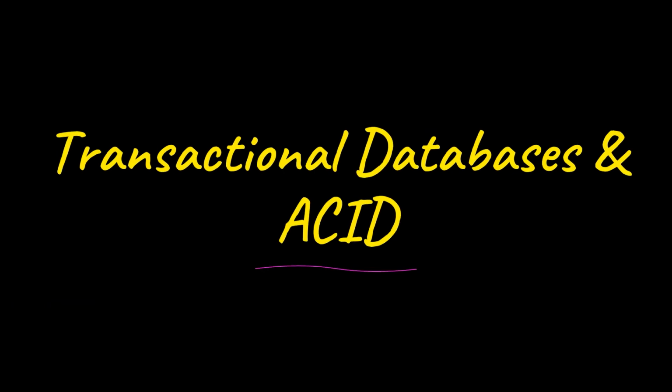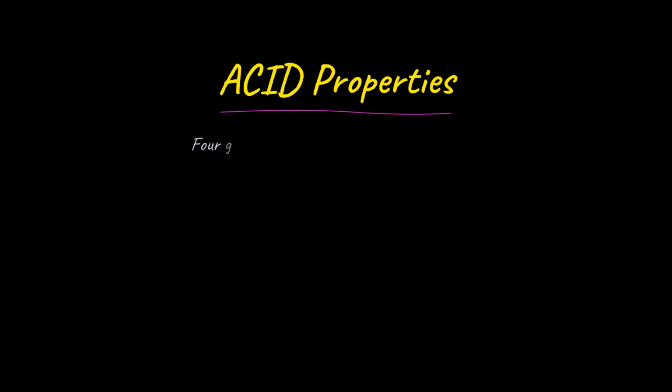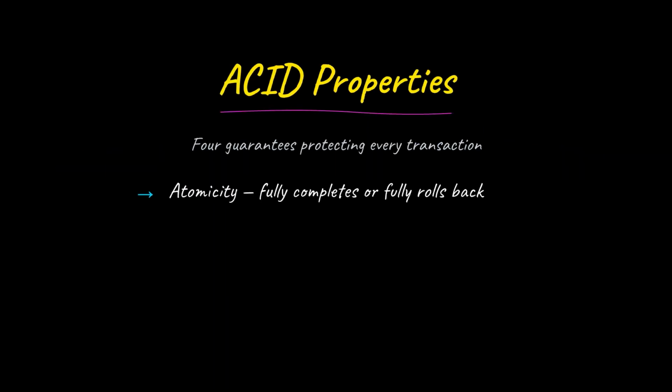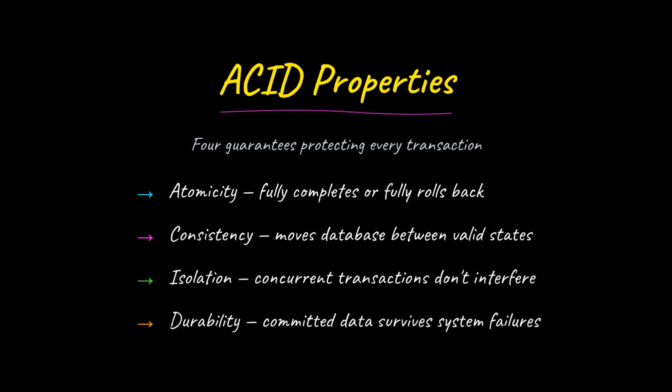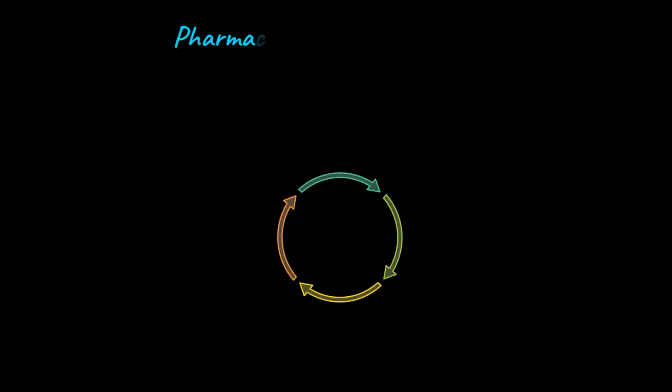Transactional databases are built for real-time, mission-critical operations where every write must be accurate and complete. The foundation of this reliability is a set of 4 guarantees known as ACID properties. Atomicity ensures no partial updates ever persist. Consistency means the database is always valid before and after a transaction. Isolation keeps simultaneous transactions from corrupting each other. And durability guarantees committed data is never lost, even if the system crashes.